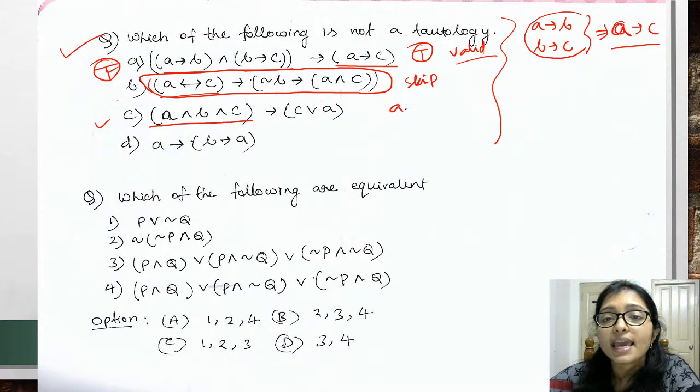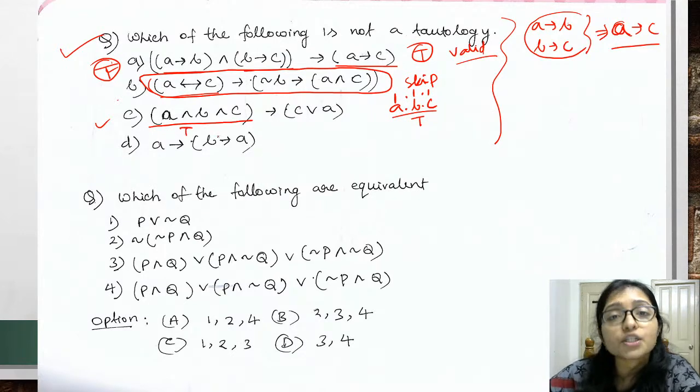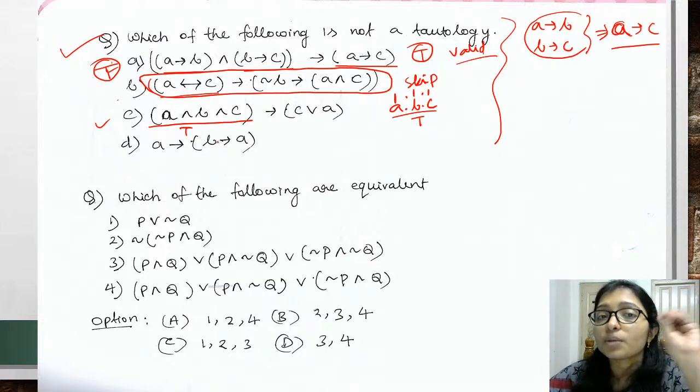what is it? A and B and C is true. If A and B and C is true, then what is it? A is 1, B is 1 and C is 1, obviously. Obviously it will be true when all are true, right? Right or wrong? When all are true, then only it will come true. A, B, C, 1, 1, 1, then only it will be true.